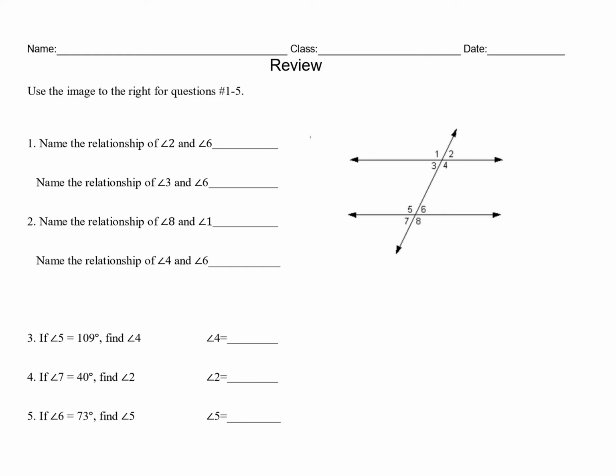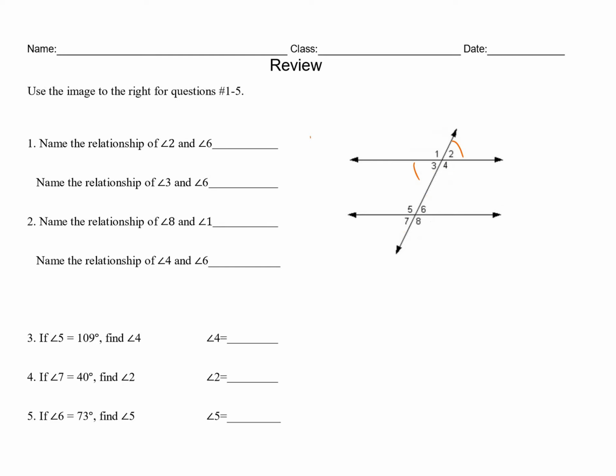First questions, relationship between 2 and 6. So 2 and 6 are corresponding. 3 and 6, they are alternate interior. 8 and 1 are alternate exterior. 4 and 6 are the only ones that so far are not congruent, and that is same side interior, and they are supplementary. They add up to 180.